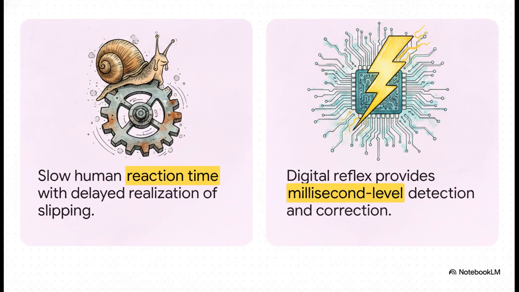We talked earlier about human reaction time being super sluggish, right? It suffers from this delayed realization of slipping. But our programmed feedback loop acts as a digital reflex. We're talking millisecond-level detection and correction. While a human driver is literally just starting to process the feeling of sliding out, the C++ program has already executed hundreds of complex calculations and corrective commands.